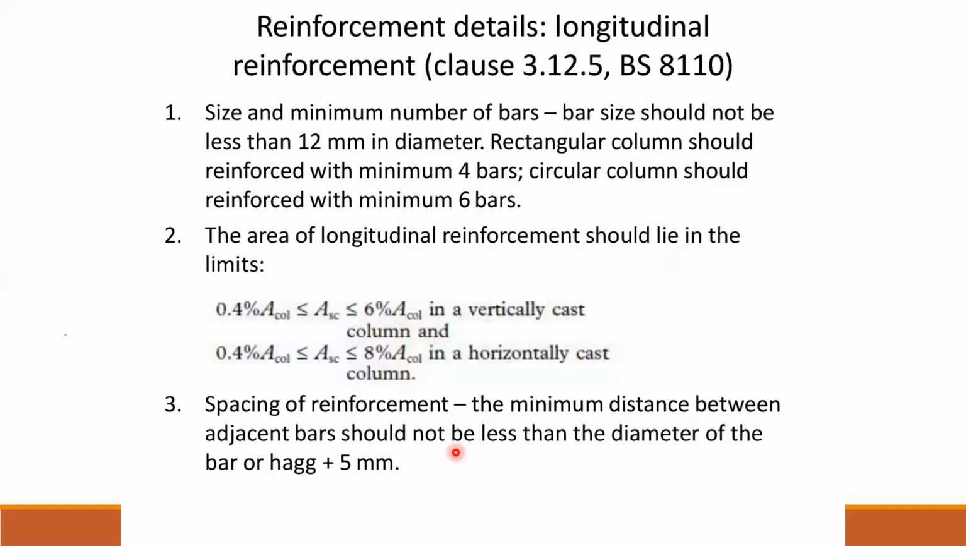Then you need to make sure of the spacing of the reinforcement. As with the beam, the same requirement applies. The minimum distance between adjacent bars should not be less than the diameter of the bar plus 5 millimeter, or else the aggregate size, meaning the size of the metal, whichever is largest, plus 5 millimeter.